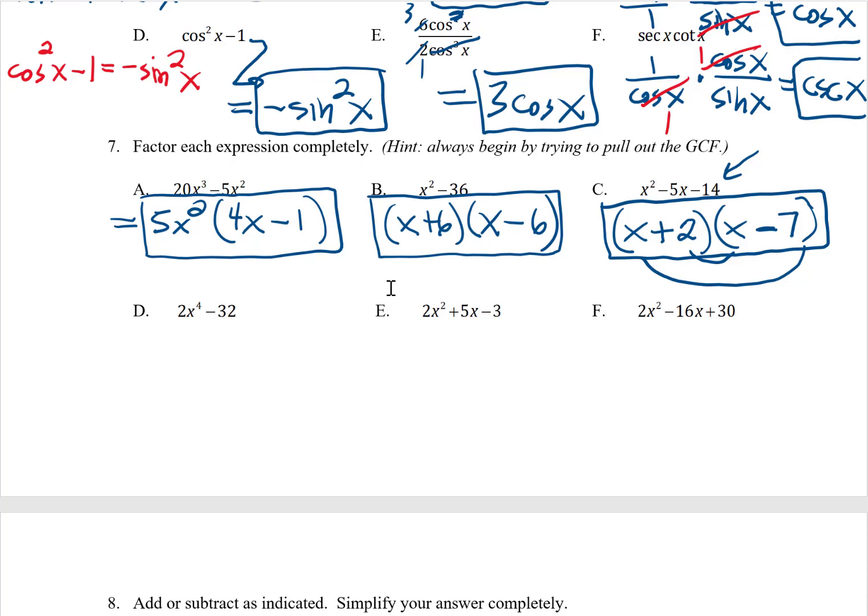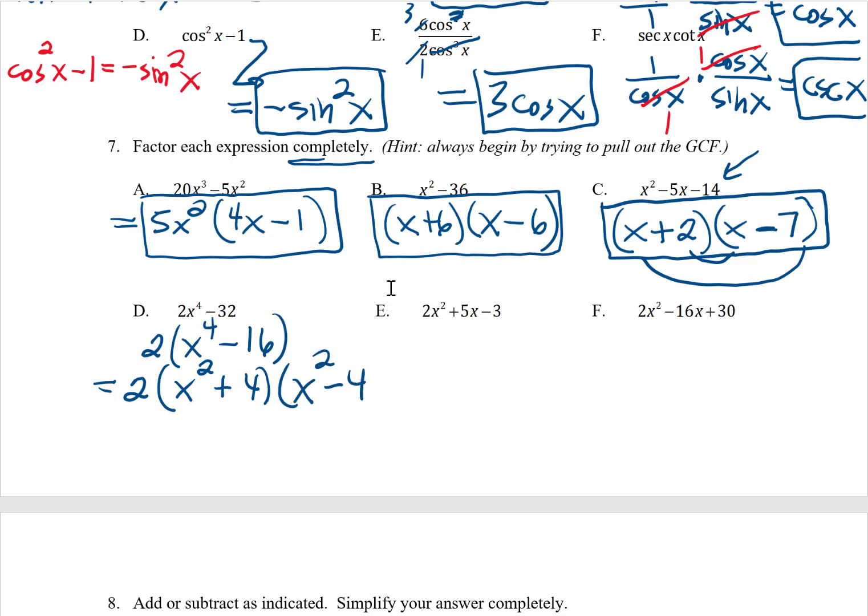Letter D, I do have a GCF of 2 that I can pull out. That leaves me x to the 4th minus 16. Now x to the 4th minus 16 keeps going, and I do want to factor completely. X to the 4th minus 16 is a difference of squares, as we already talked about. X to the 4th is x squared times x squared, and 16 is 4 times 4. So it's going to factor in that a plus b, a minus b pattern, x squared plus 4 and x squared minus 4. Again, FOIL that out.